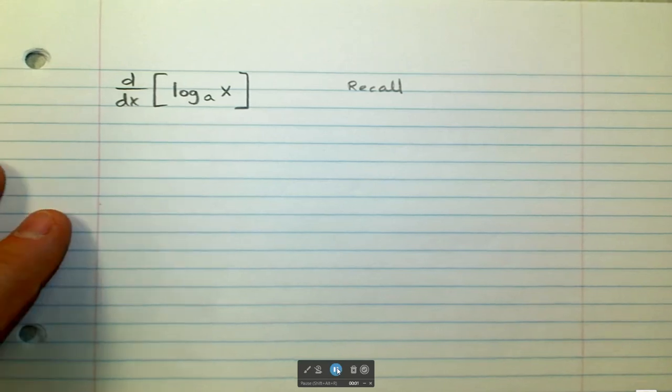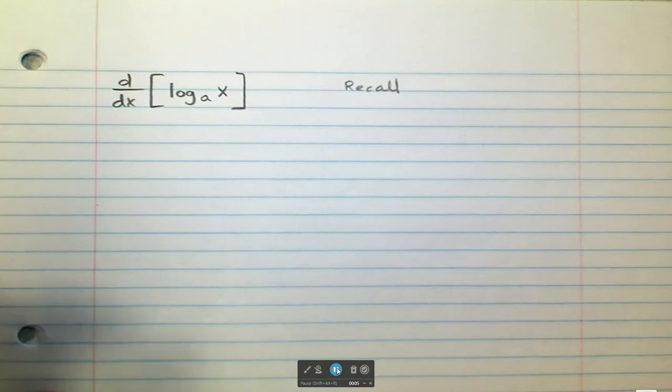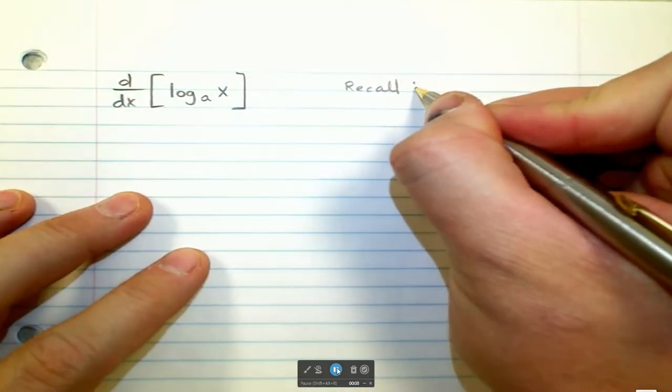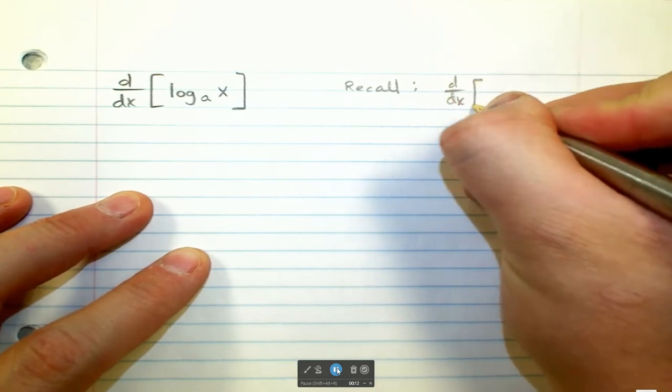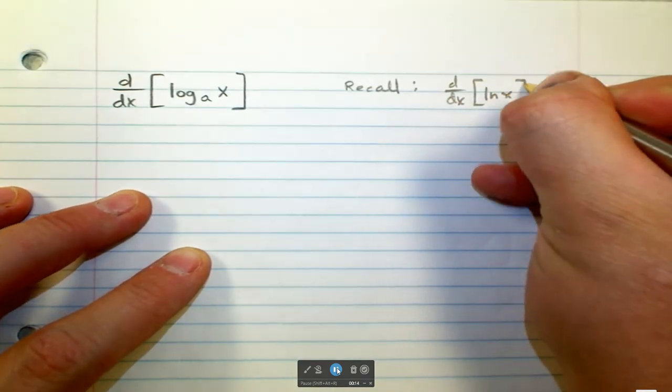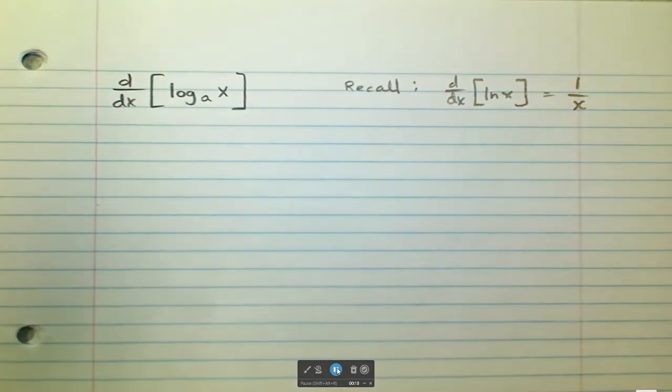All right, guys, so we're going to derive the derivative of a standard logarithm. So we need to recall a couple things. First of all, recall that the derivative of natural log of x is 1 over x. Okay, so that's the first thing we got to recall.